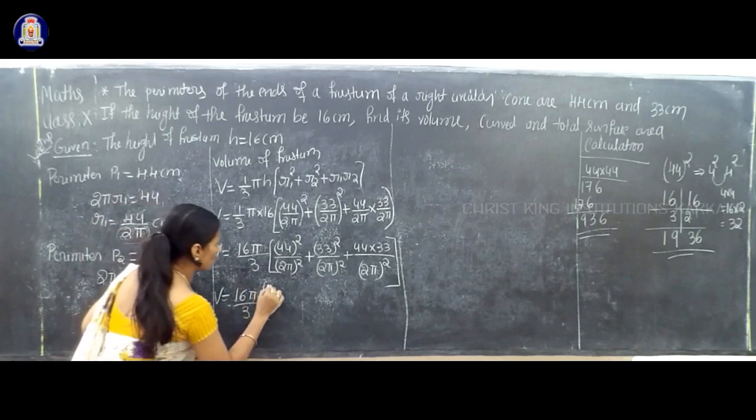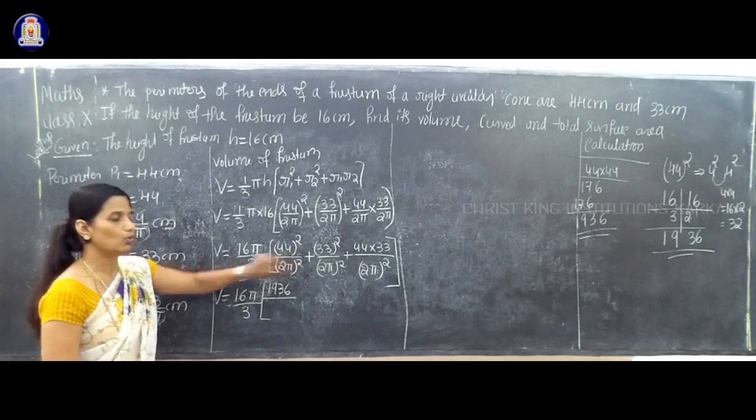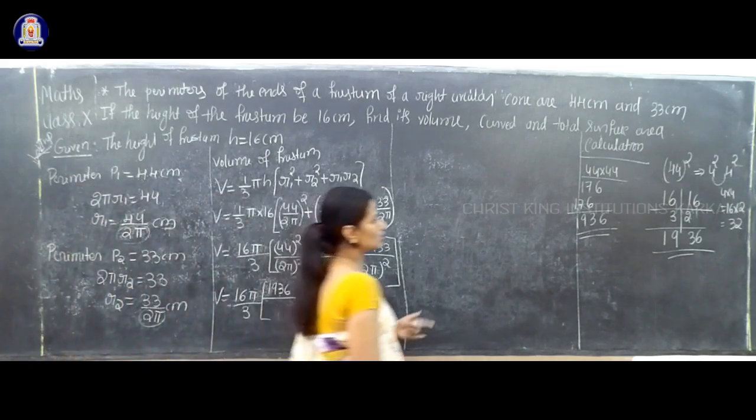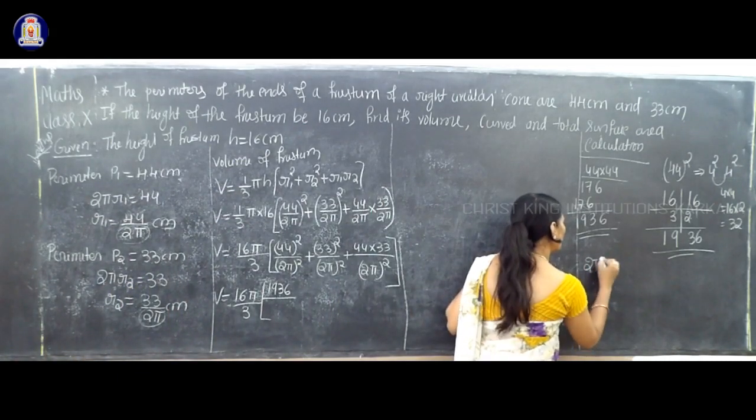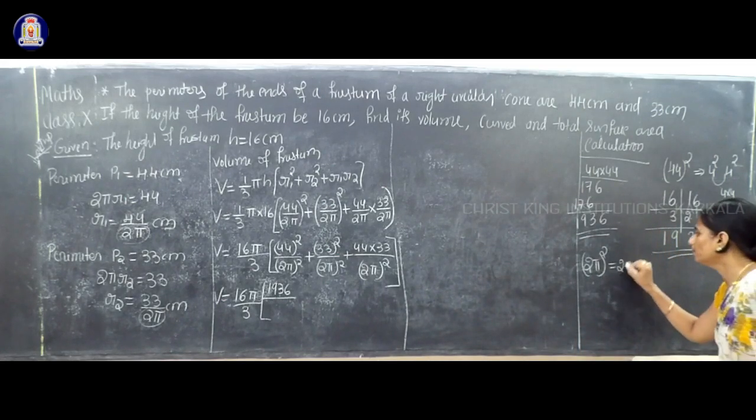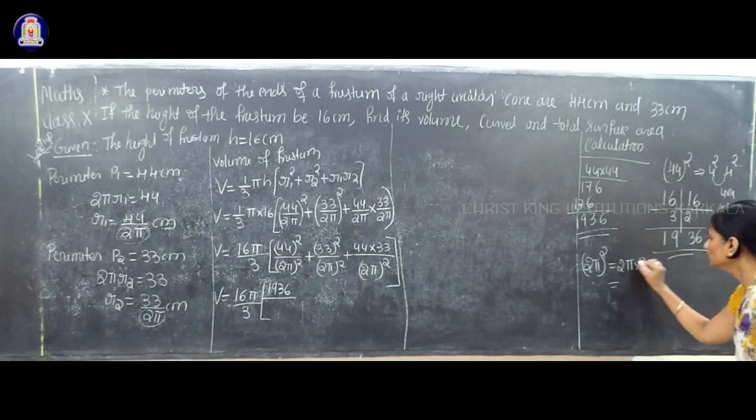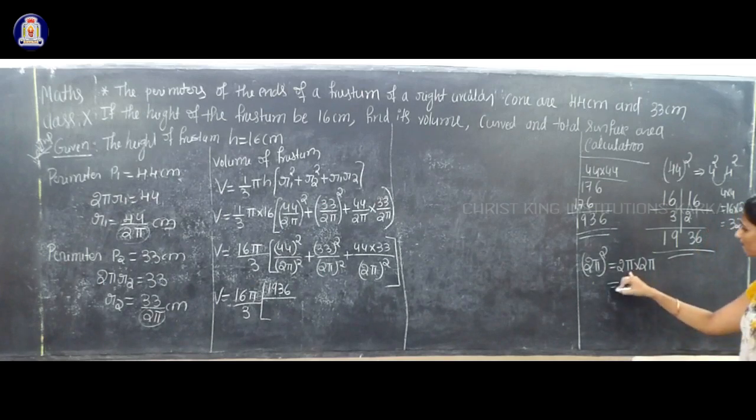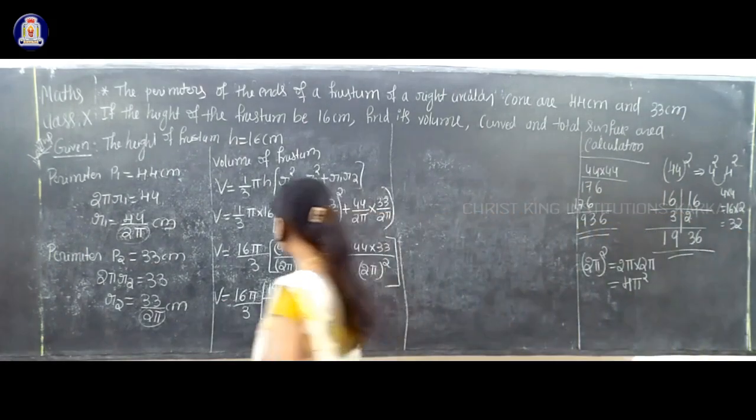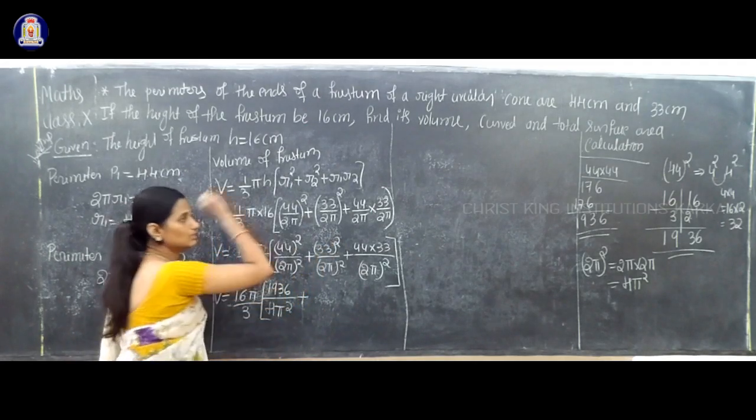So 44 square is 1936 divided by 2 pi whole square. So what is the answer of 2 pi whole square? 2 pi whole square is 2 pi into 2 pi. Is it right? Yes. So 2 into 2 is how much here? 4. Pi into pi is what? It is pi square. So 2 pi whole square is 4 pi square. So this is 4 pi square plus 33 square.